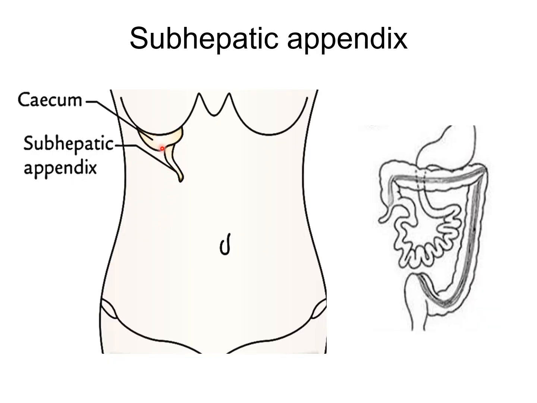Subhepatic appendix. It is an abnormal position of the appendix in which the appendix lies underneath the liver in the right hypochondrium. It is a developmental anomaly in which there is a failure of descent of cecal bud from where the appendix and the cecum develops.